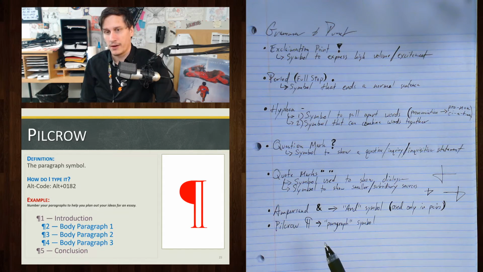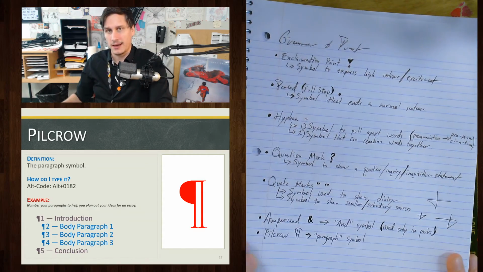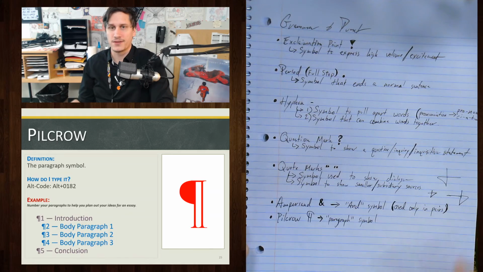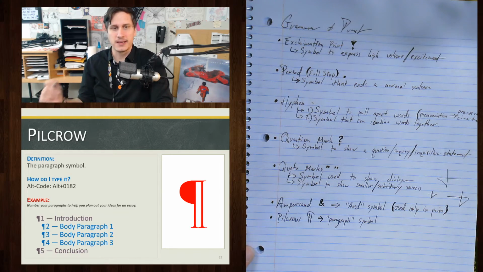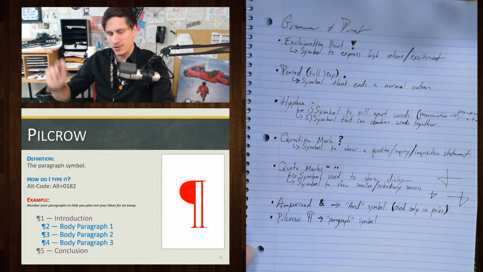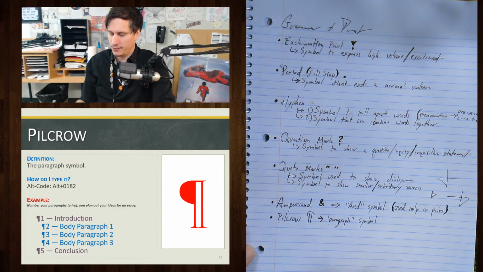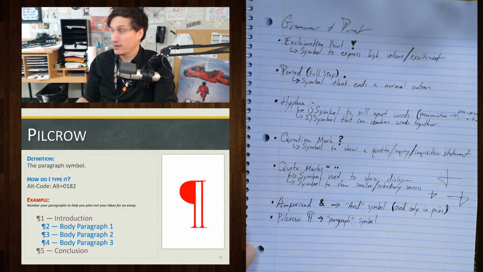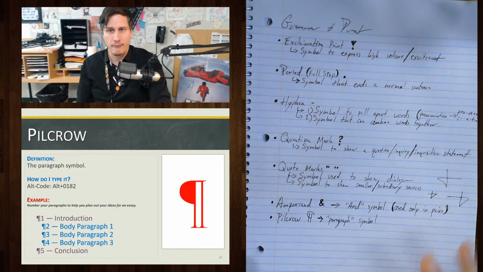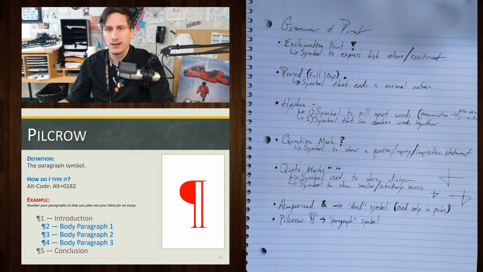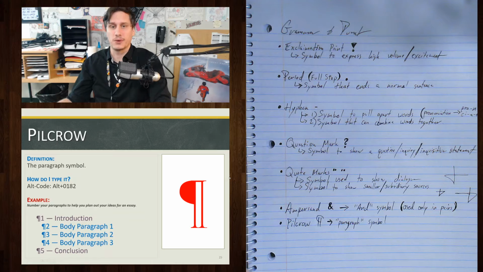Just so you know, where would you ever use this in real life? The paragraph symbol is a really easy way for you to mark paragraphs for an essay. Look at my example there. I have paragraph 1, paragraph 2, paragraph 3, paragraph 4. That's a really easy way to create an outline, and I will even do that in the classroom when I show you guys how to map out an essay on the fly. So that's what it is. It is the paragraph symbol.